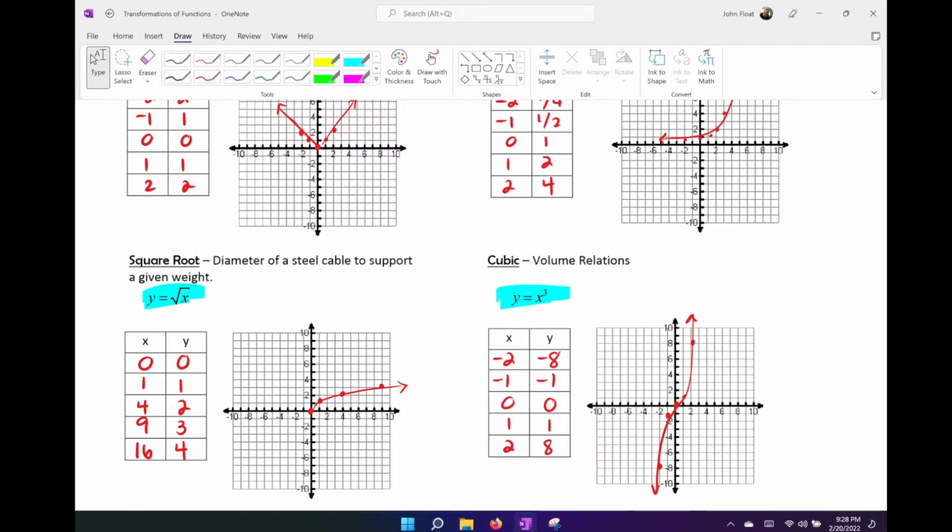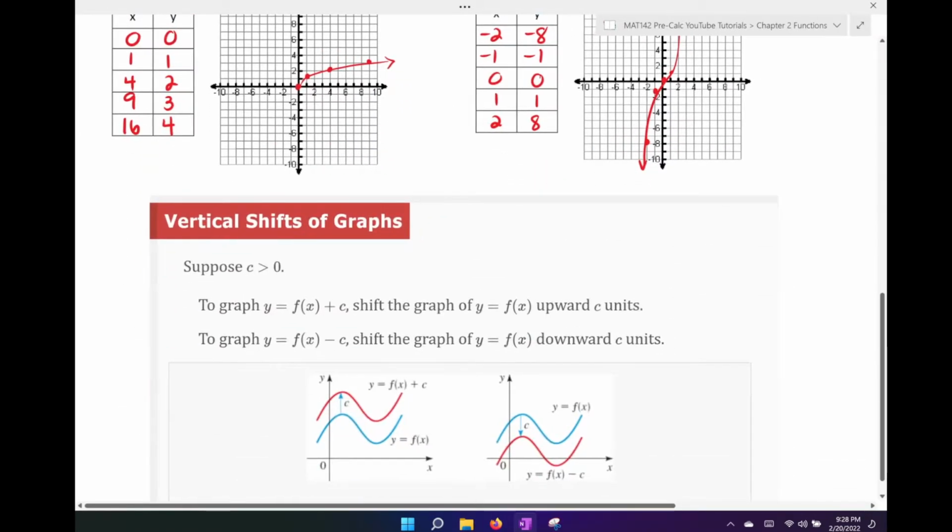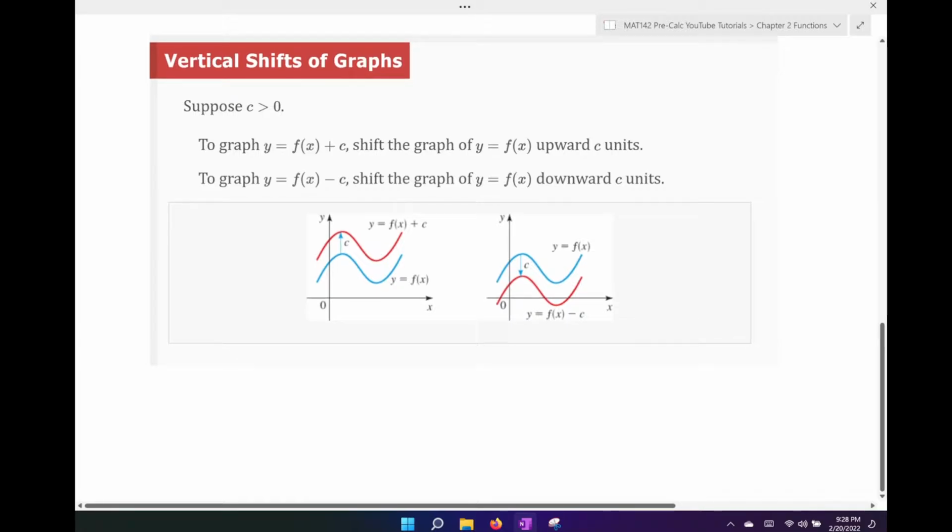So let me go ahead, let me get out a marker here, because the first type of translation that we're going to focus on is going to be a vertical shift. So suppose c is greater than 0, and we have 2 different types of shifts. The first one, we have y equals f of x plus c, and then we have y equals f of x minus c. The f of x stands for one of those 6 family functions.